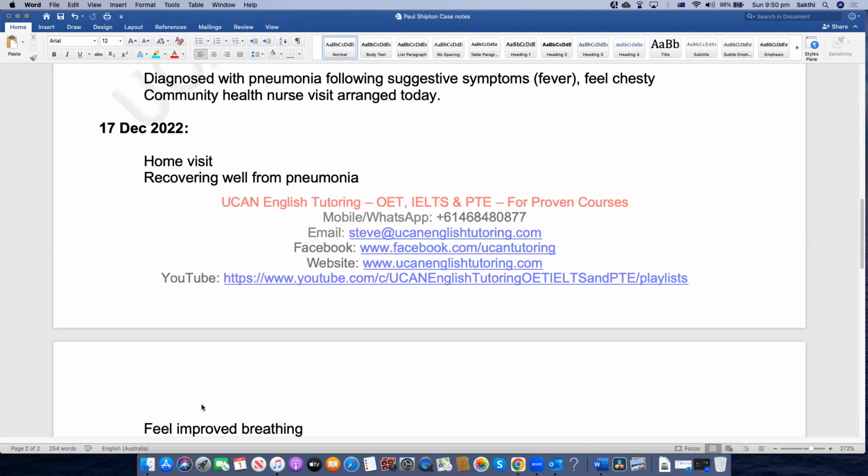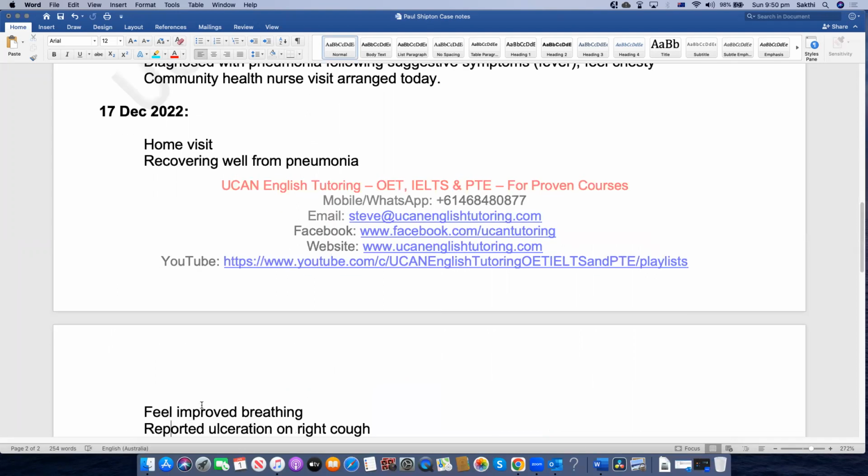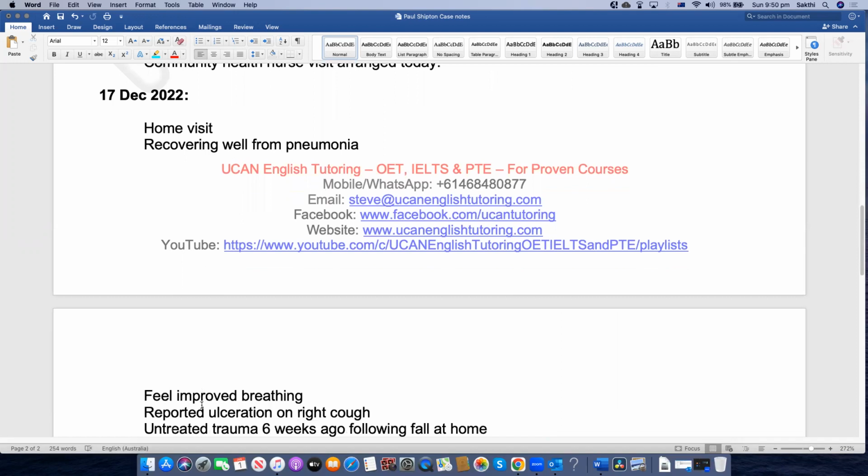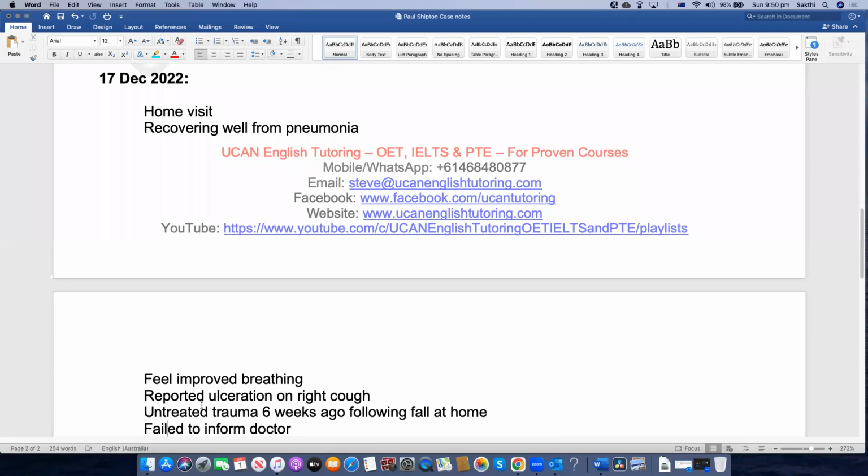Okay, home visit, 17 December 2022. Recovering well from pneumonia. So he has been recovering well from pneumonia anyway, so that's good. And then feels improved breathing. All right, reported ulceration on right calf.